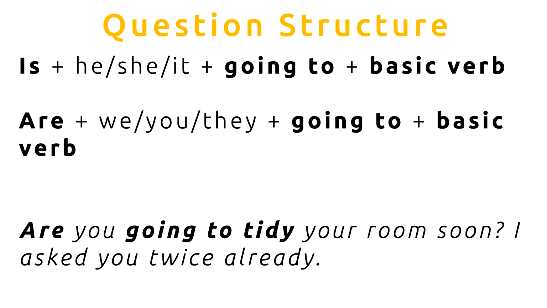And finally, here is the question structure. So the question structures are like this. Is plus he, she, it plus going to plus a basic verb. And we use are for we, you, they plus going to plus a basic verb. For example, are you going to tidy your room soon? I asked you twice already.